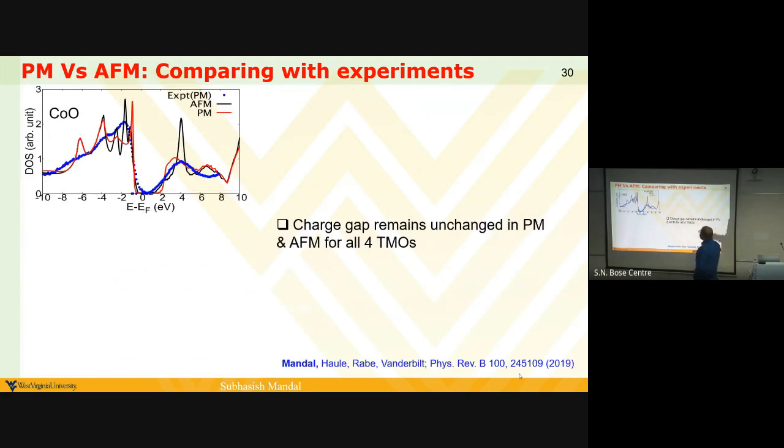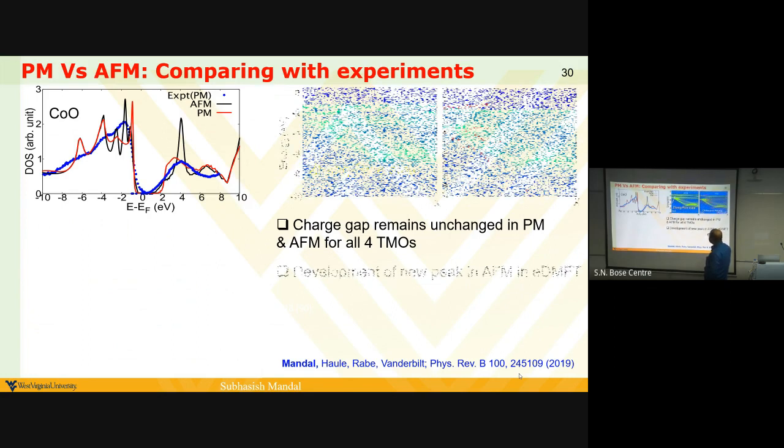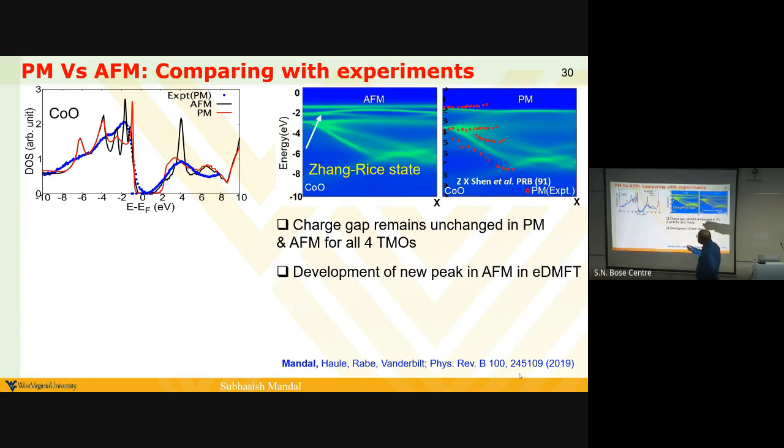Now going from antiferromagnetic to paramagnetic, if you just look at photoemission, you would not find a big change in the gap. But if you look closely, there are some peaks that are kind of developing close to the valence band edge, and these are coming from the Zhang-Rice state. This Zhang-Rice state was kind of famous in high-Tc physics. So these are bound states, and you're going to see them only in DMFT.